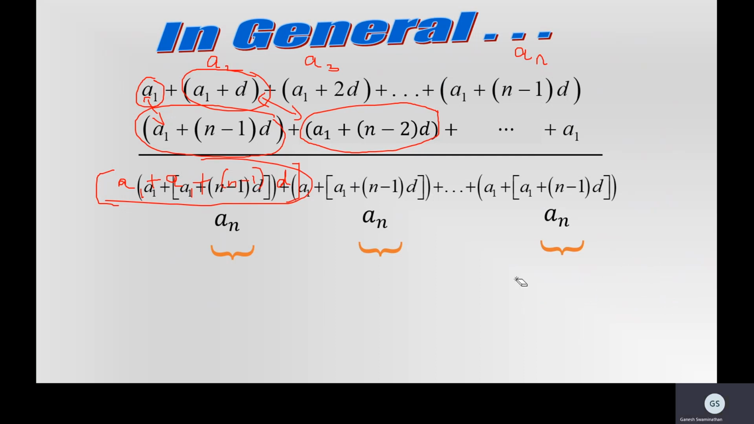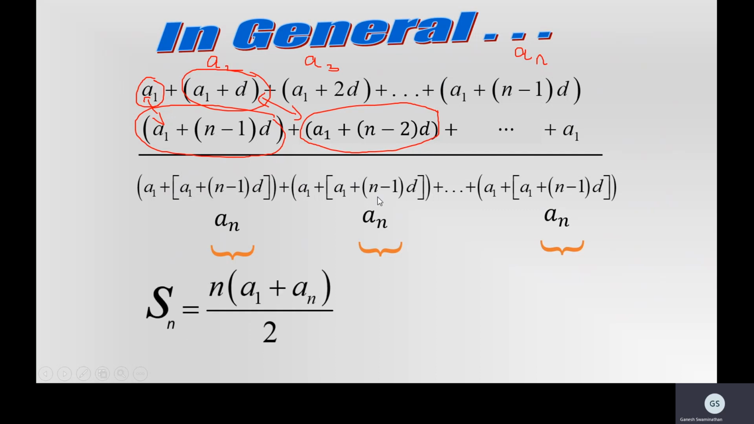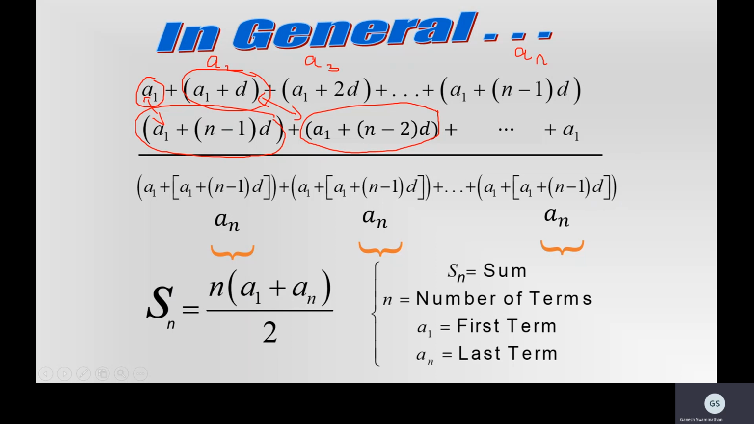Yes, now you can see that each of these terms contains the first term as well as the nth term. Therefore, what do you see? And how many such terms are there? There are n such terms. And what did I do? I just added the first term with the nth term. Okay, so therefore I can get my sum of the first n terms of an arithmetic series. We use the symbol Sn to denote the sum, and these other notations are very familiar to you.